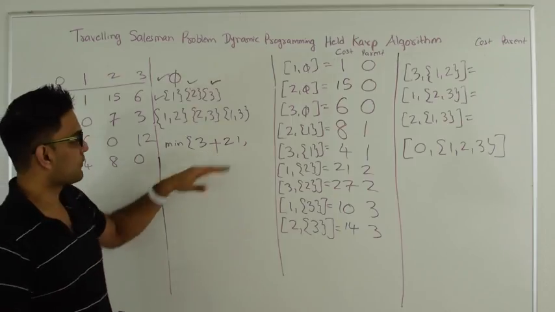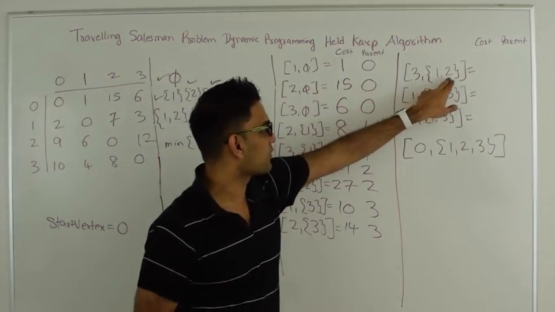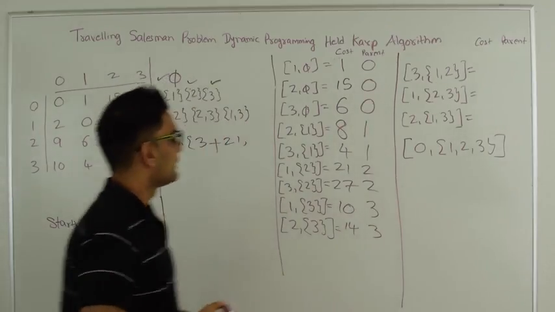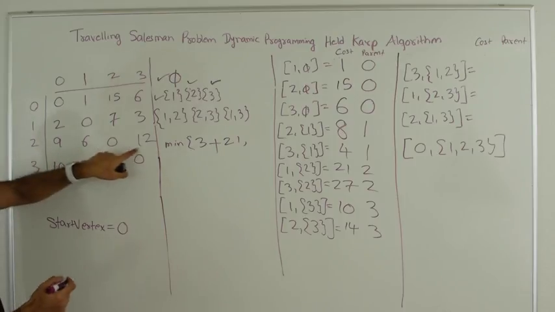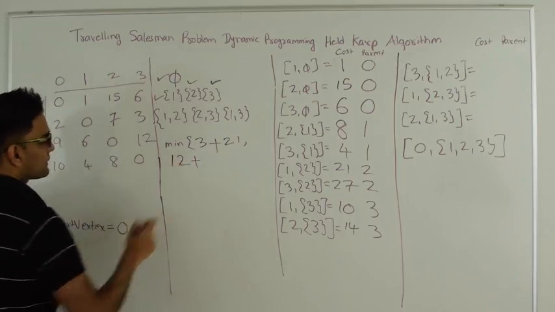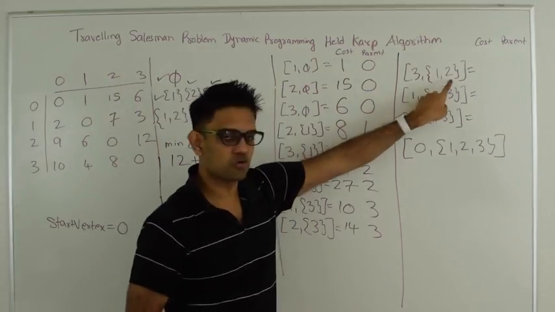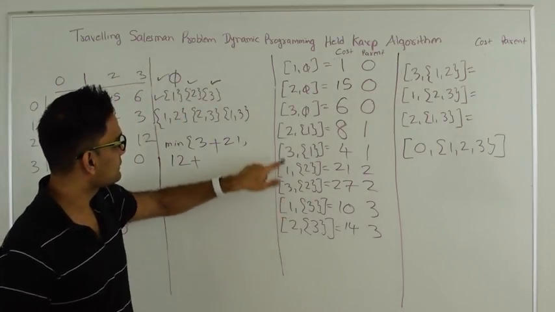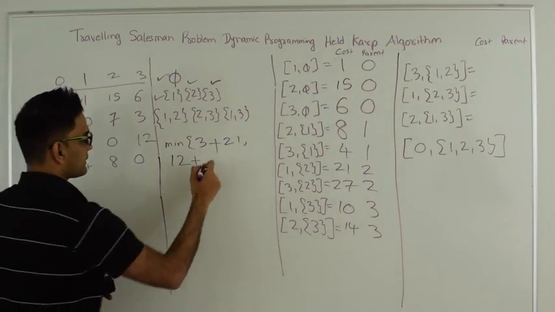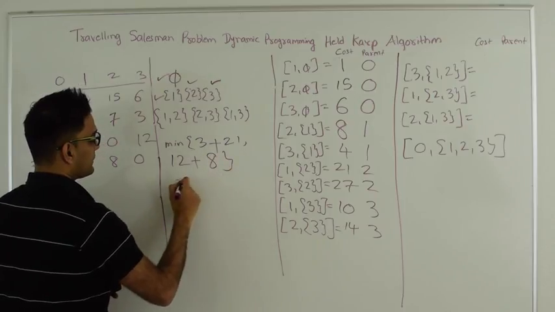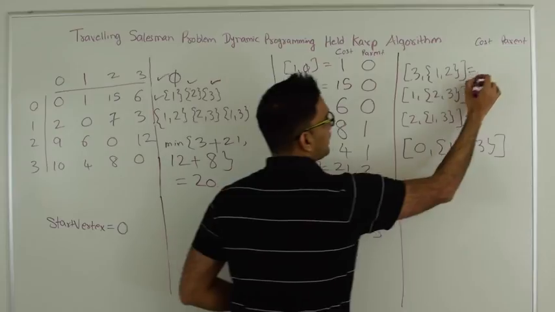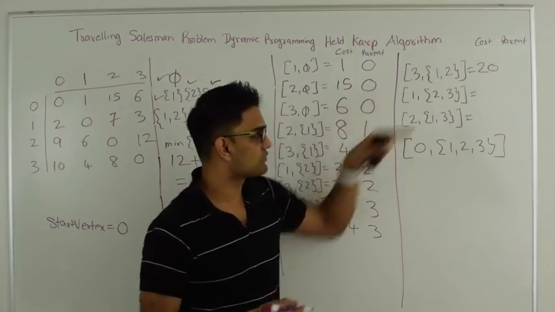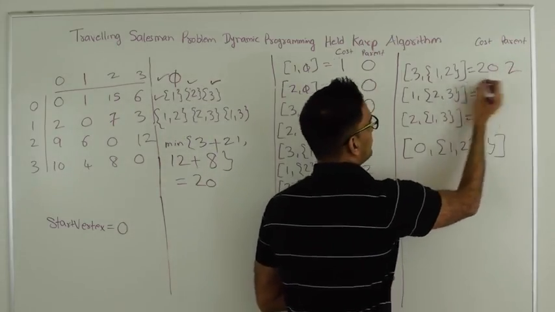So minimum of this value, or if you reach 3 from vertex 2, so if the vertex right before 3 was 2, then 2, 3 is 12, plus whatever it takes to reach 2 from 0 going via vertex 1, so that value is this. So that's 8. So minimum of these two is 20. So this value will be 20, and we are getting this value when the vertex right before 3 is 2. So we'll say that 3's parent will be 2.